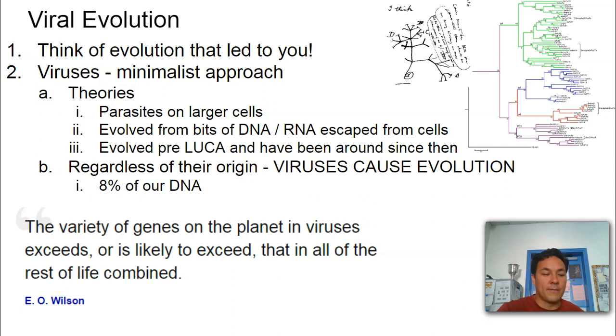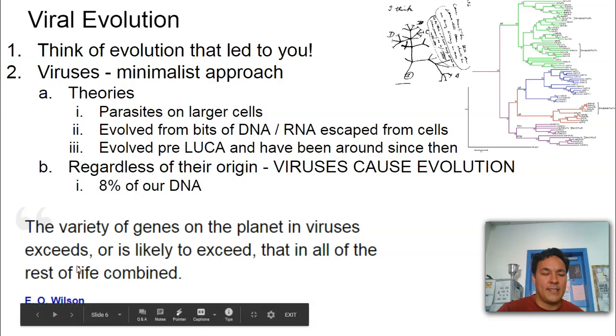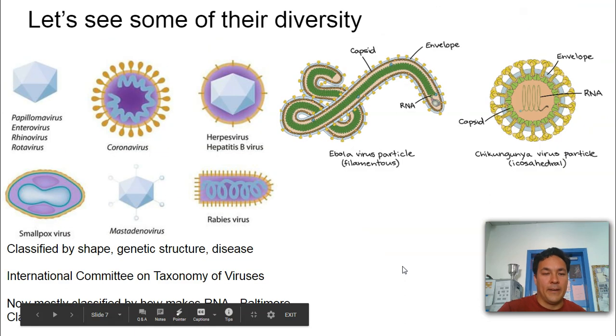And E.O. Wilson is a famous biologist who's done a lot of work with biodiversity. And he said that the variety of genes on the planet in viruses exceeds or is likely to exceed that in all the rest of life combined. Pretty amazing. Okay, so here is some of the diversity of viruses, right?